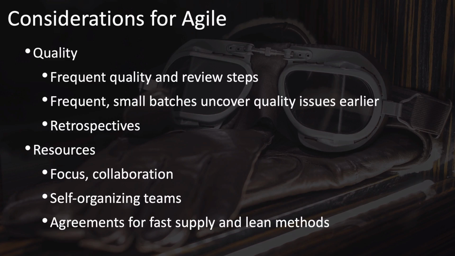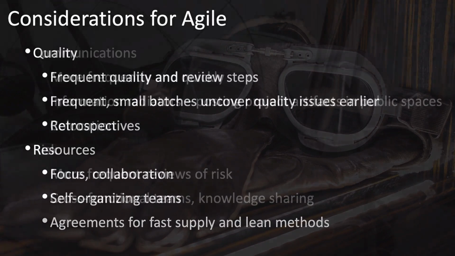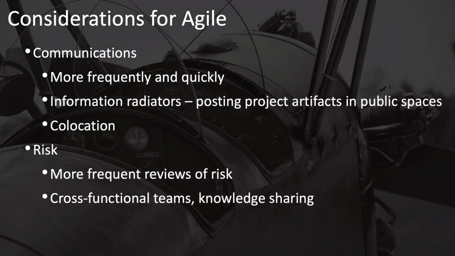Resources include a focus on collaboration amongst the team members, self-organizing teams, and in an Agile environment, you may need agreements that specifically allow you to get a faster supply of things when you need them, using lean methods. Adaptive approaches support communications by communicating more frequently and quickly.